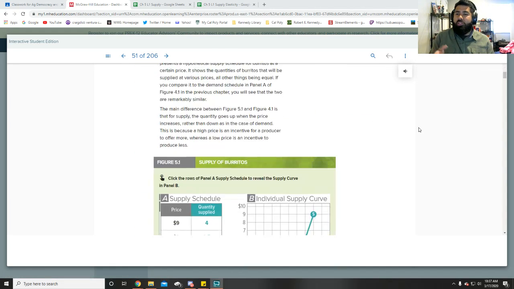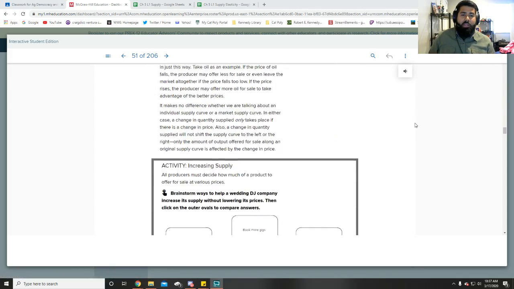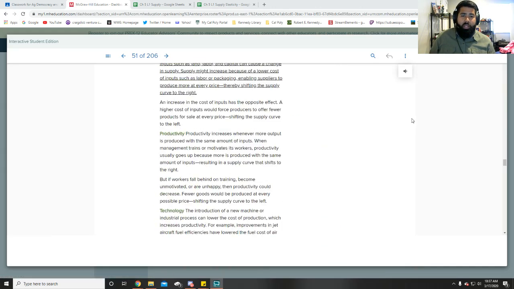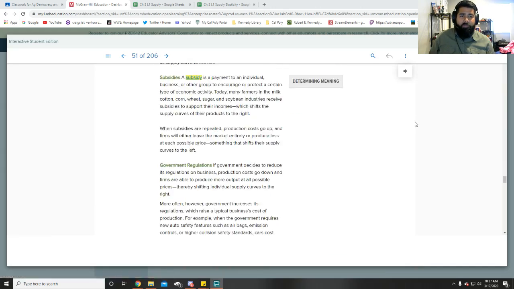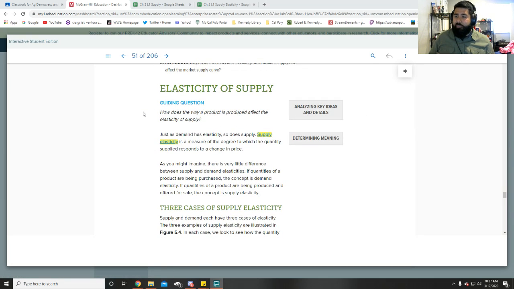Now, we go towards the very bottom, which is where we left off after we covered the shifters of supply, all the changes in supply and all the factors and all that stuff, right? We're going to move on to the elasticity of supply.